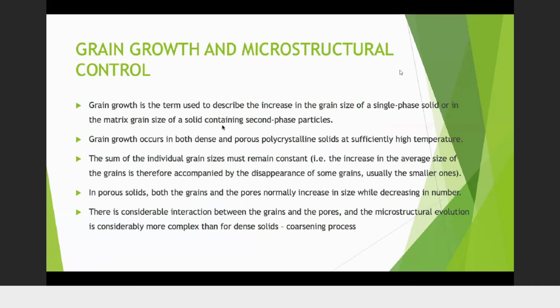So grain growth is the term used to describe the increase in the grain size of a single phase solid, or in the matrix grain size of a solid containing second phase particles. Okay, it has a change in size, it grows bigger. So grain growth occurs in both dense and porous solids at sufficiently high temperature. At high temperature, grain growth is more dominant.